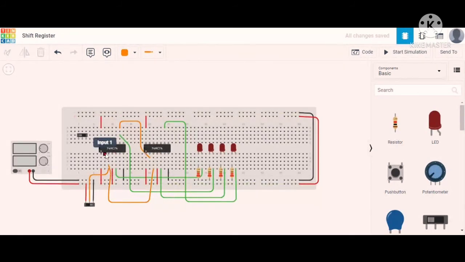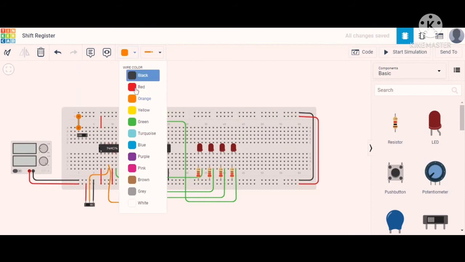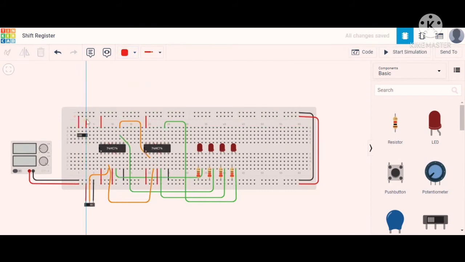So after that we are having the input. Okay, so that input we will provide by using this push button. So first terminal is connected to the power supply, the last one is connected to the ground, and the middle one will be given to our input, that is at pin number second. So hence the connection is now complete for the flip flop, for the shift register.